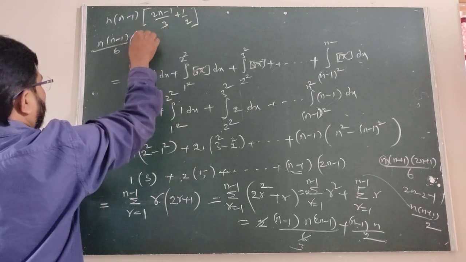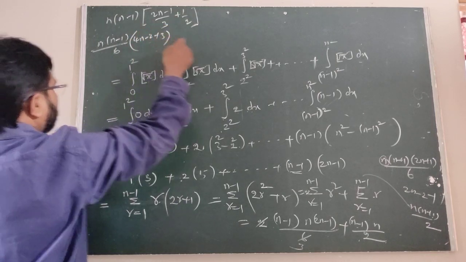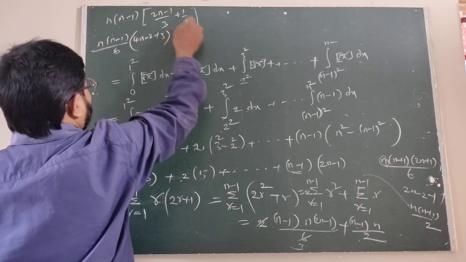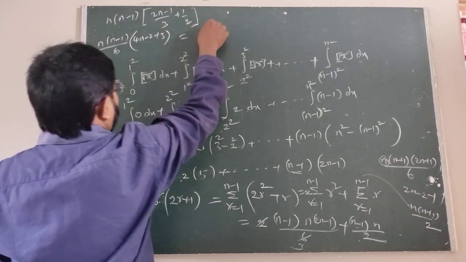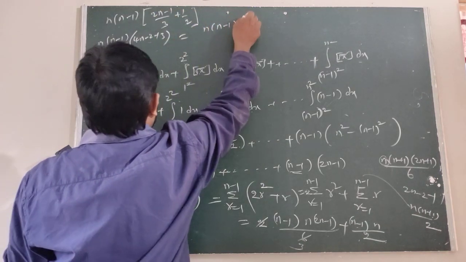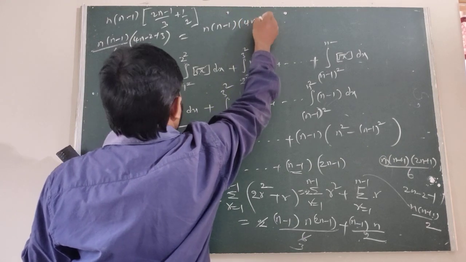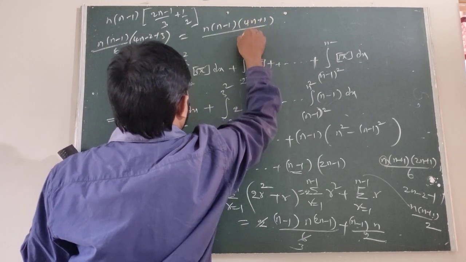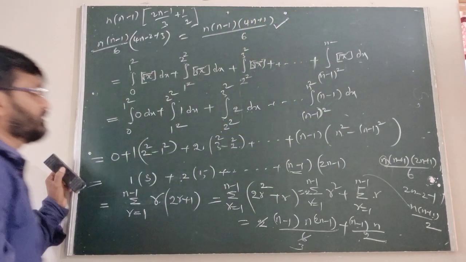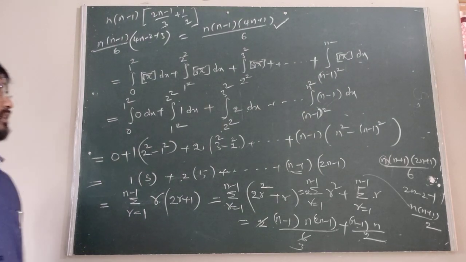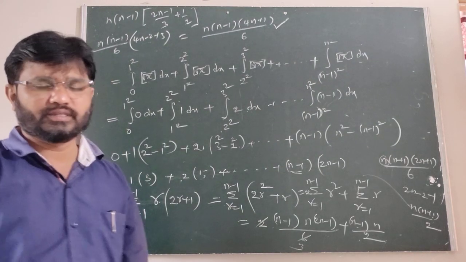Therefore 4n minus 2 plus 3. 3 1s are 3, 2 1s are 2, 2 2s are 4. That is n into n minus 1, into 4n plus 1 upon 6 is the answer. Is it clear? n into n minus 1 into 4n plus 1 by 6 is the answer.